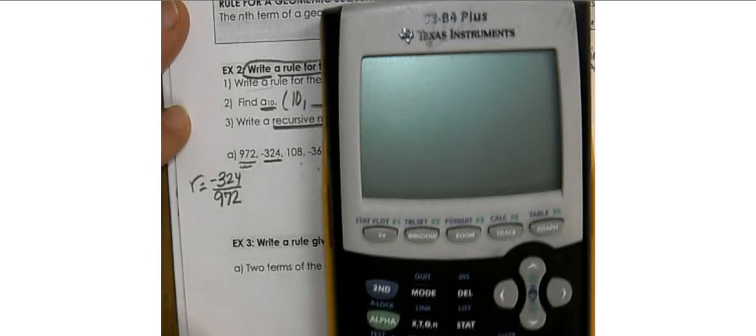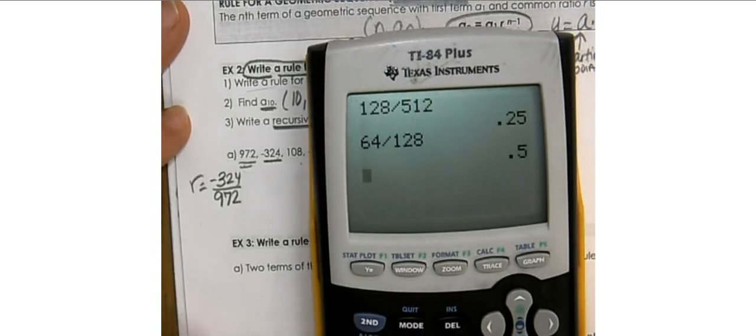I know that my r value is equal to the number that's in the higher position divided by the number that came before it. So that's going to be negative 324 divided by 972. So in my calculator, I'm going to be using that math enter trick. Unfortunately, you guys are allowed to use a graphing calculator on your test.